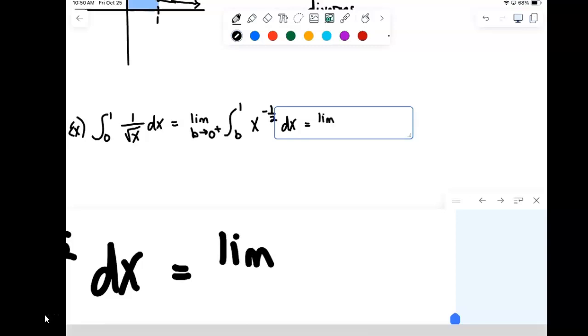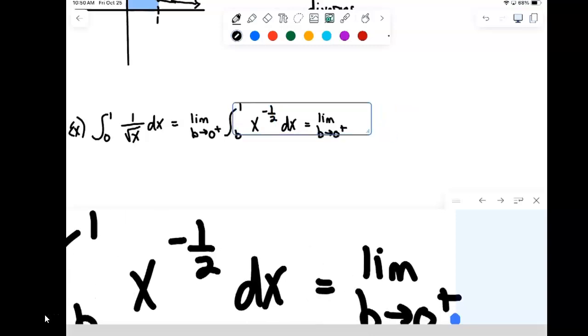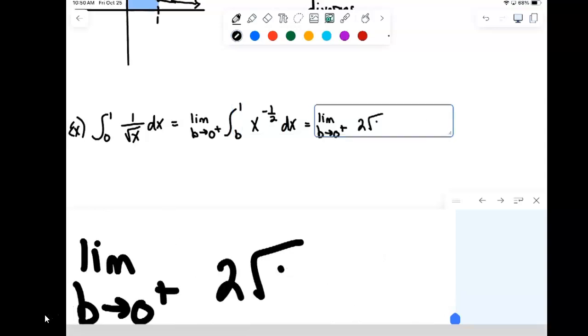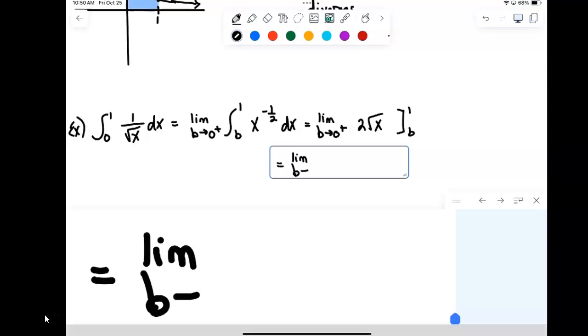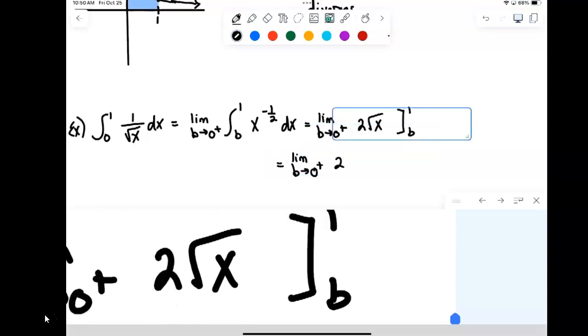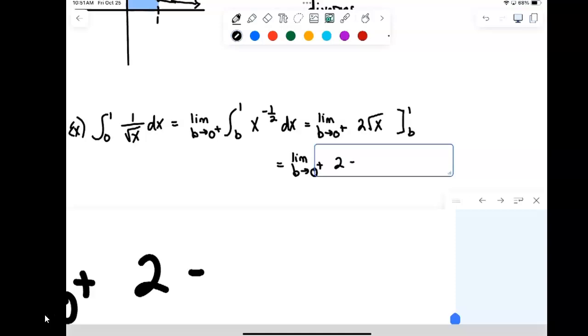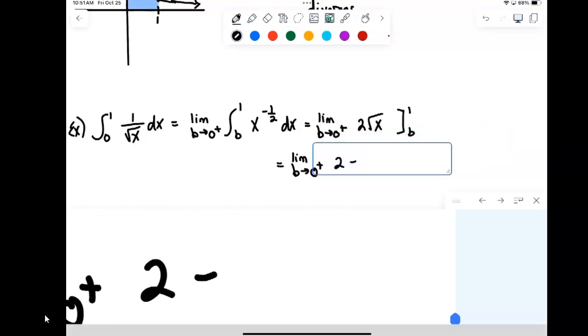Limit as b approaches 0 from the right. So here we would add 1 to the exponent, which would make it x to the 1/2. Divided by 1/2 would be times 2. So that's actually going to be 2 square root of x. And we're evaluating between b and 1. So we go through the limit as b approaches 0 from the right of 2 square root of 1, which is 2, minus 2 square roots of b.